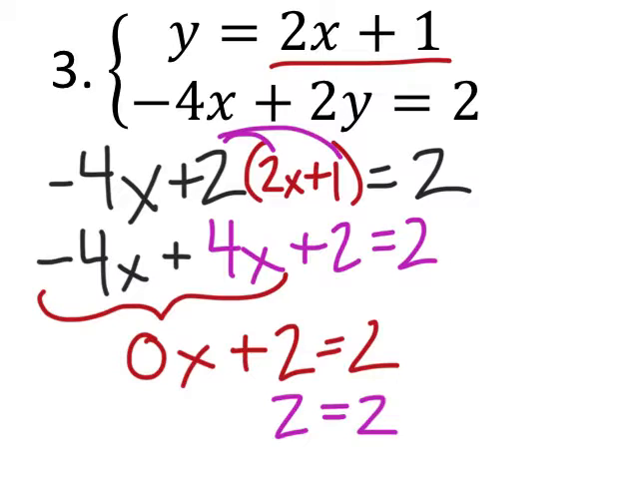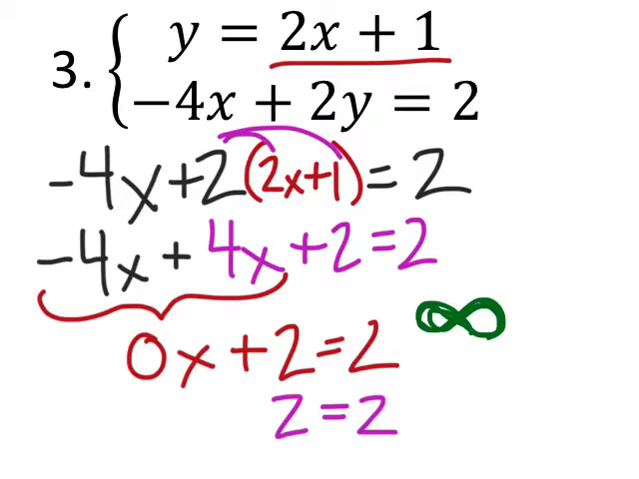So what does this mean? 2 equals 2. Well, 2 will always equal 2. And that's okay. But since 2 will always equal 2, what this means is that this doesn't have just one solution. It has infinite solutions, okay? And what does that mean? Well, it just means that these two lines intersect everywhere, which means they are the same line.